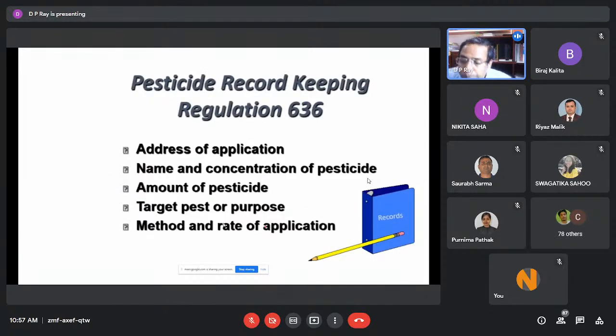And we have to keep a record of what pesticide we have applied: the name of the pesticide, the concentration of the pesticide, how much we applied, what target pests we applied it for, and the method and date of application. That record should be maintained by a farmer, but people don't do these things.